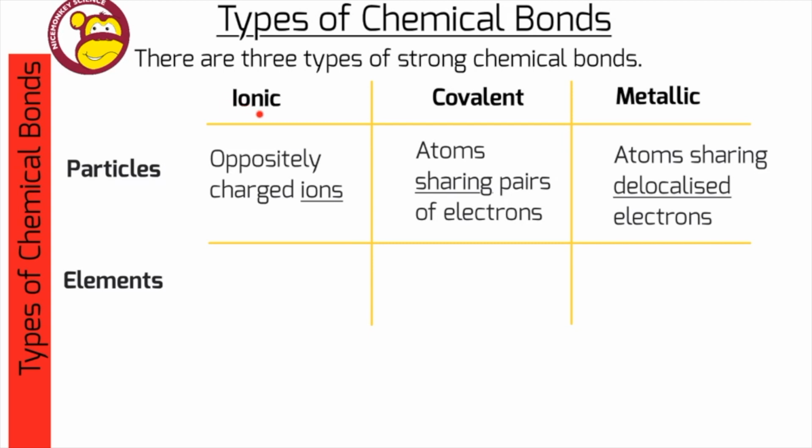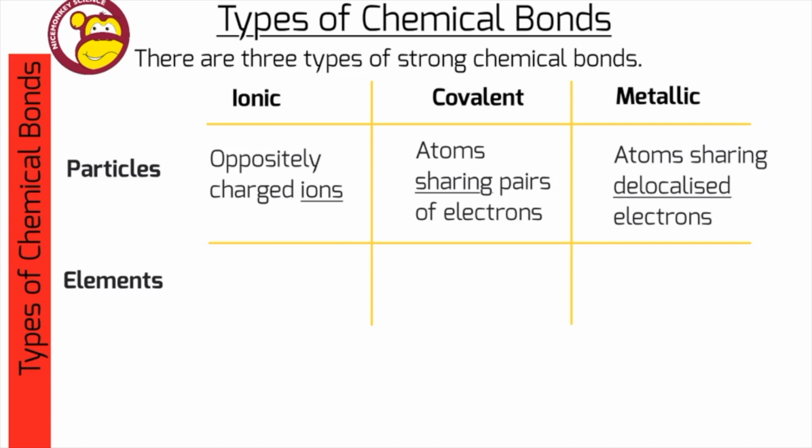Firstly, ionic bonds are made up of oppositely charged ions. So ions are charged atoms, atoms that have gained or lost an electron. By oppositely charged, I mean a positive and a negative ion.